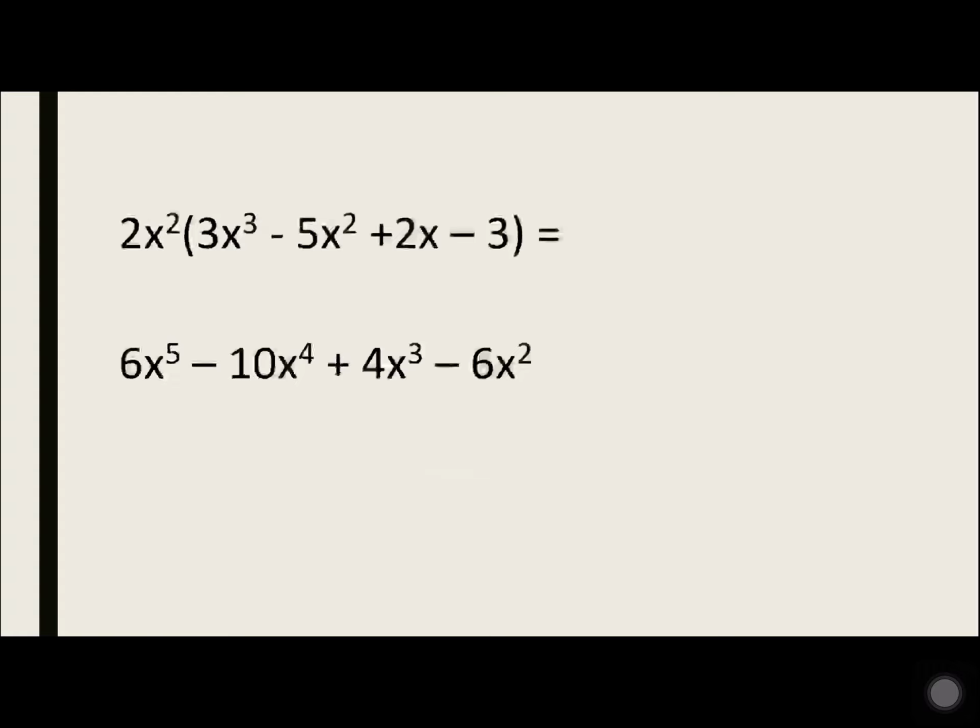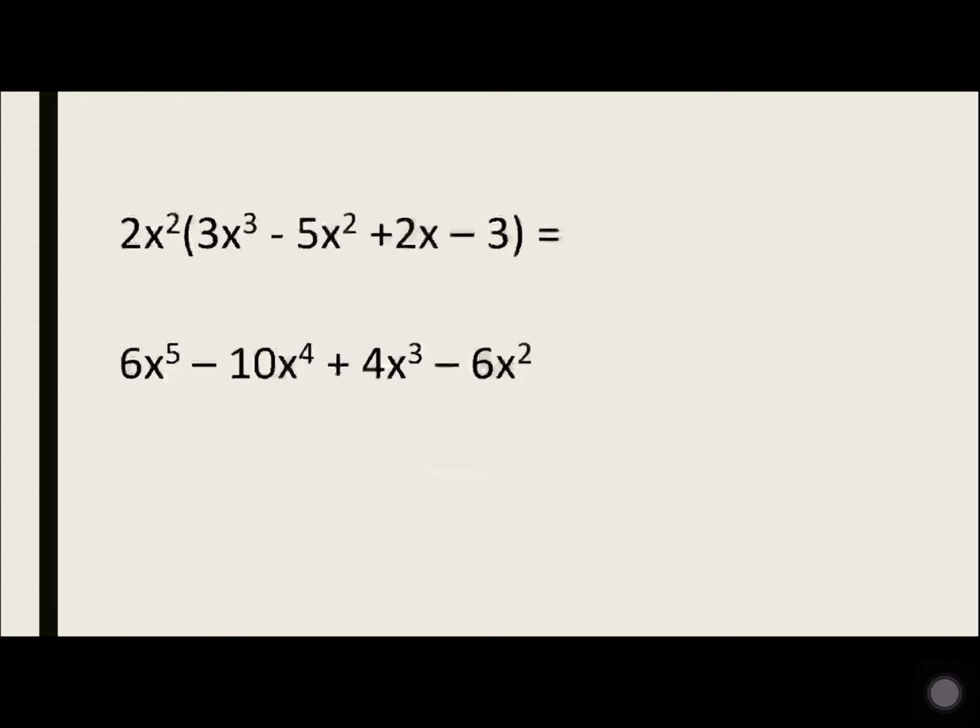2x squared times 3x cubed. 2 times 3 is 6 for the regular numbers. For the exponents, add. 2 plus 3 would be x to the 5. Now 2x squared times negative 5x squared. Positive times negative is negative. 2 times 5 is 10. Add the exponents. 2 plus 2 is 4.